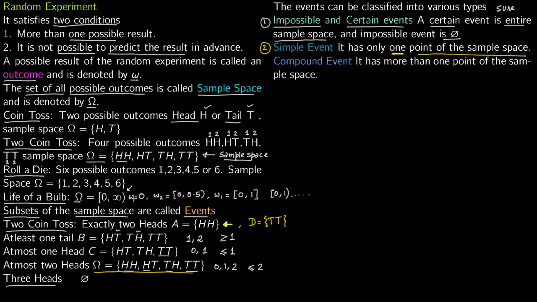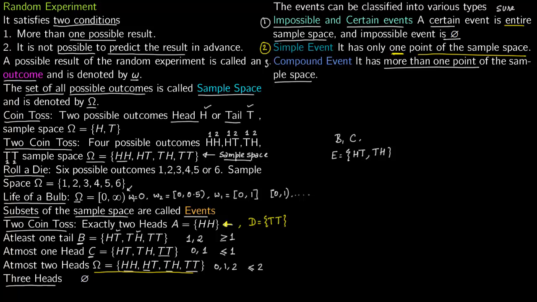Then we talk about compound events. A compound event has more than 1 point of the sample space. So now you can see that this event B and event C, both these are compound events. B has 3 points, C also has 3 points. You could also construct another event, say 1 head and 1 tail. So 1 head and 1 tail could be first coin is head, second is tail, or first coin is tail and second is head.